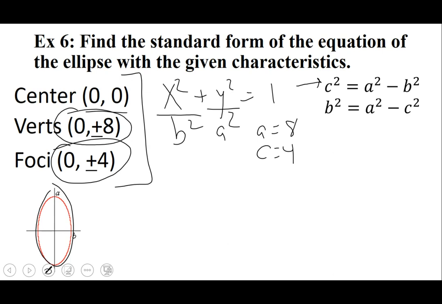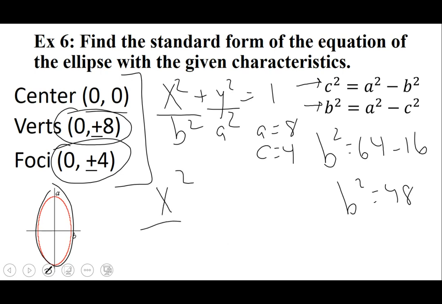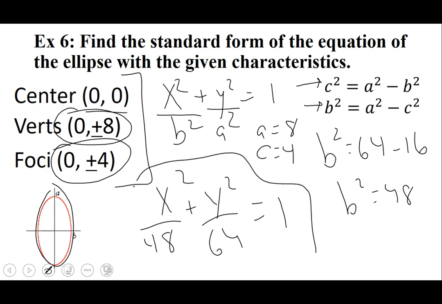Notice that this first equation is the equation for the foci. All I did was rearrange it so that b squared was alone. So b squared is equal to a squared, which is 64, minus c squared, which is 16. That means b squared is equal to 48, which means the formula for this ellipse is x squared over 48 plus y squared over 64 equals 1. The fact that you wind up with non-perfect squares doesn't really matter because you're not even graphing it.